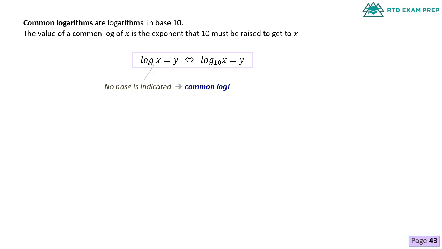In future math courses, you may discover natural logarithms. Here, instead of writing log, L-O-G, we write ln, L-N. This implies a base of e, which is a number that has a lot of applications in math. But we won't be doing that in this course. So for now, you just need to know if you see log without a base written, that there is an implied base of 10.